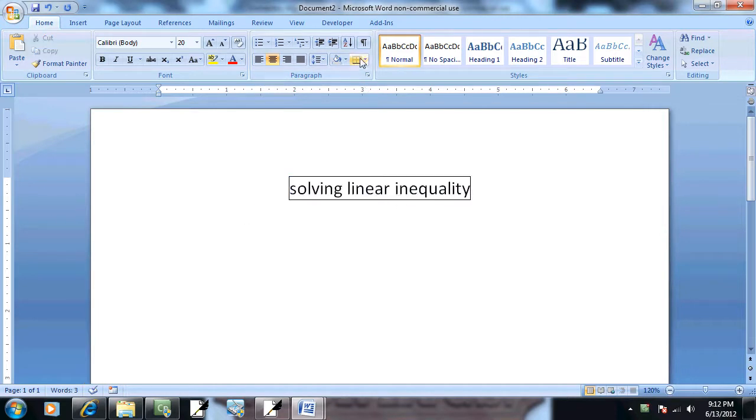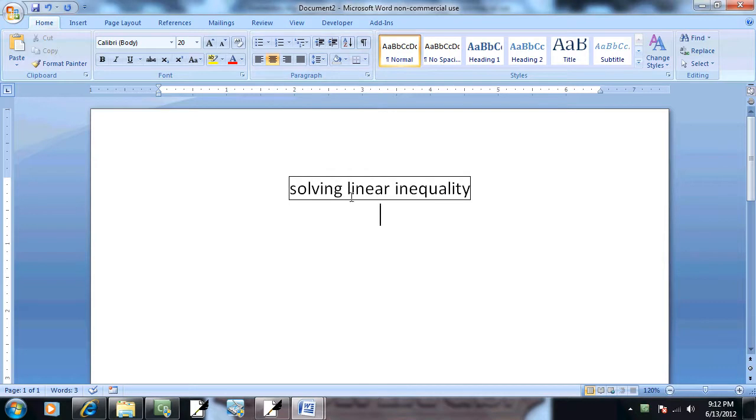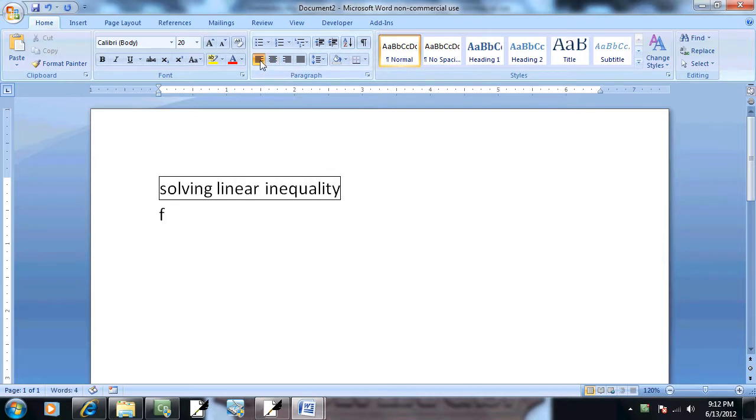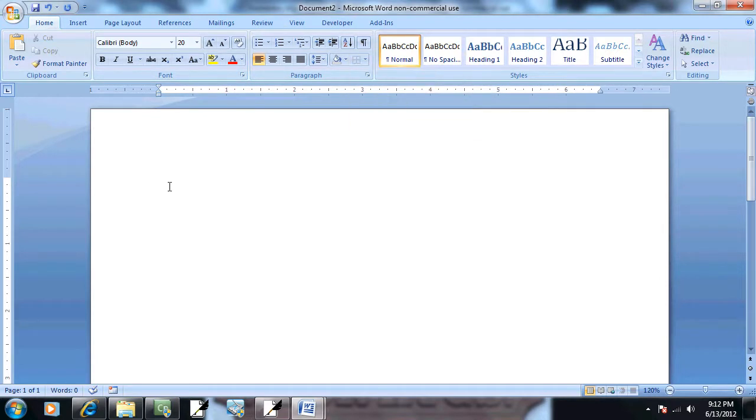That's interesting. How did I do a box? Must have chose... I don't know how I did that. Okay. Okay, let me start over. Of course, now I won't be able to get the box off there. What in the world did I do? Okay, I'll choose no border. Has to be a border, I'm assuming. No, solving linear inequalities.